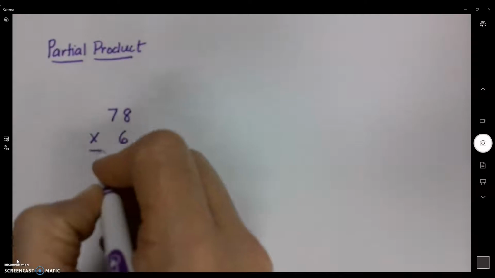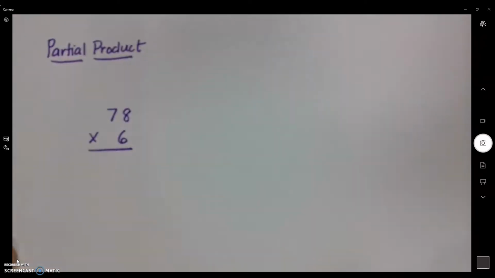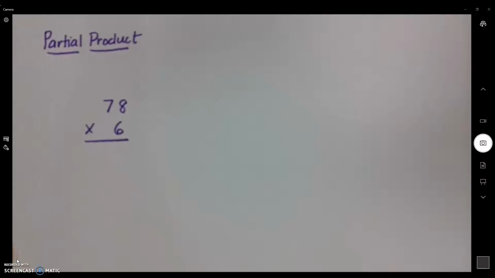Yeah, there we go. Okay, so let's start out with a really basic problem. Let's look at 78 times 6. Now remember that we are not using the standard algorithm until 5th grade, but we can use a partial product algorithm, and it looks very similar to a standard algorithm. The nice thing with partial products is we only have to know our basic facts.